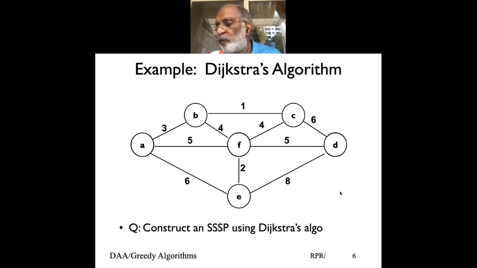So we'll look at how we construct this. A is my single source, and we want the shortest path to B, shortest path to F, shortest path to E, shortest path to C, and shortest path to D. So this is called the single source shortest path.